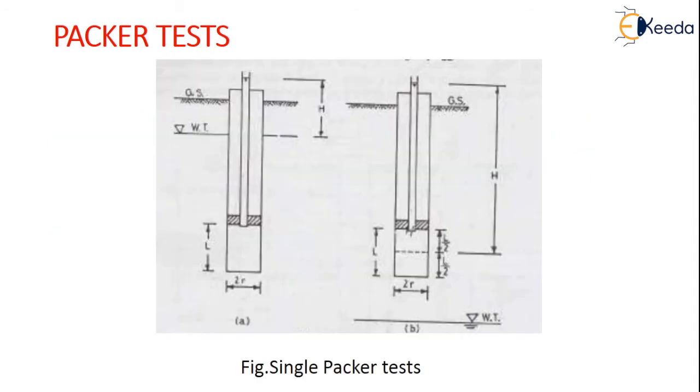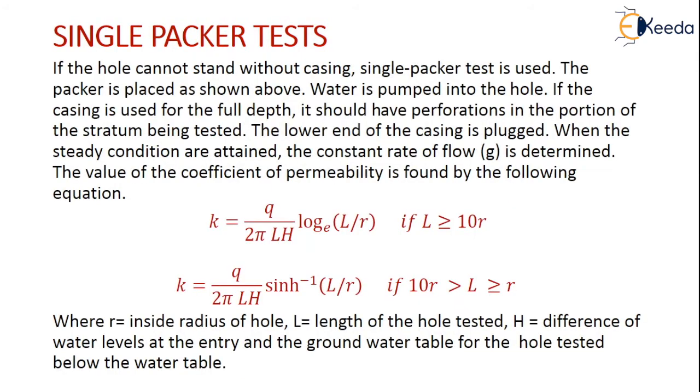This is the single packer test. From the water table to the ground surface, it is taken as H. So here also the radius of the casing is R. If the hole cannot stand without casing, then the single packer test is used.